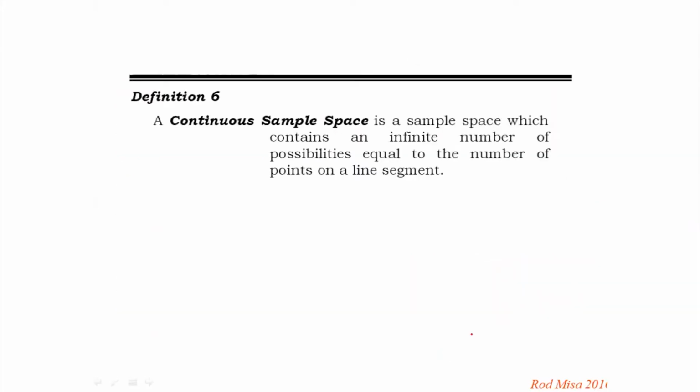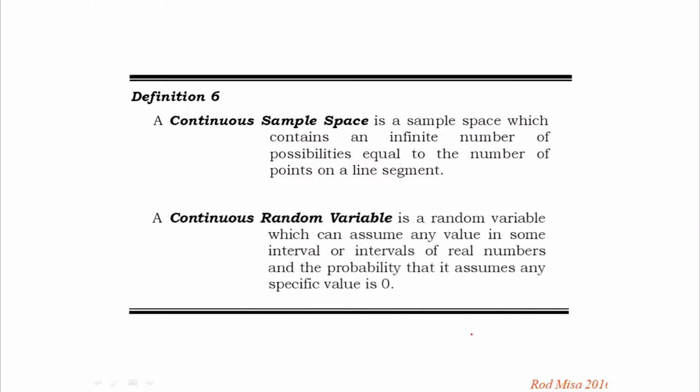Now, let's proceed to our definition 6 here. A continuous sample space is a sample space which contains an infinite number of possibilities equal to the number of points on a line segment, which means that there are uncountably infinite elements in our sample space. So, therefore, our continuous random variable is a random variable which can assume any value in some interval or intervals of real numbers, and the probability that it assumes any specific value is zero.